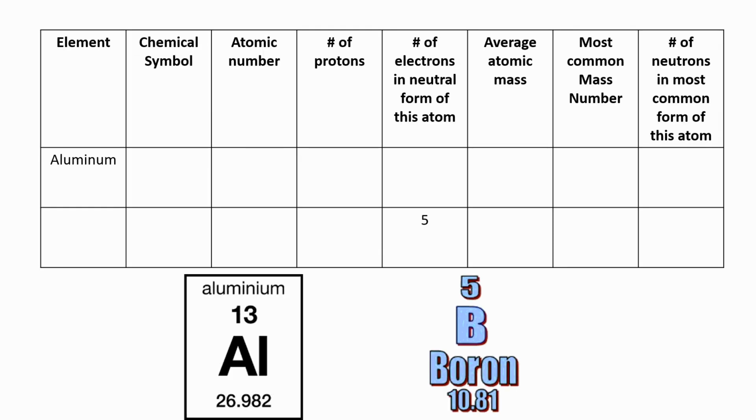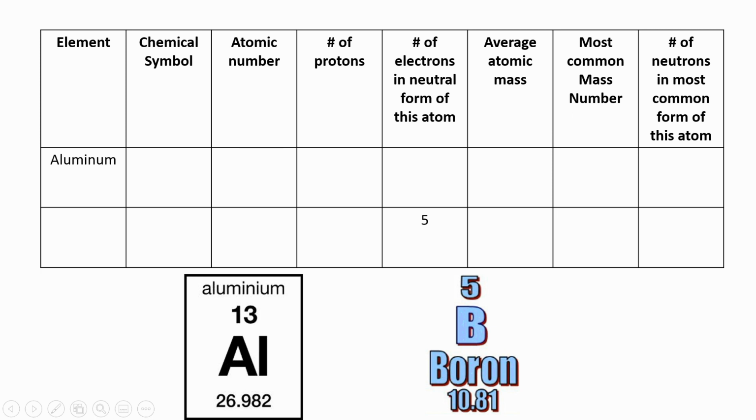All right, let's talk through an example to see if we can make sense of how to determine the number of protons, electrons, and neutrons if you've got a periodic table and you know the name of the element. So aluminum, the symbol would be Al, atomic number 13. It would have 13 protons since it's number 13. It would also have 13 electrons.